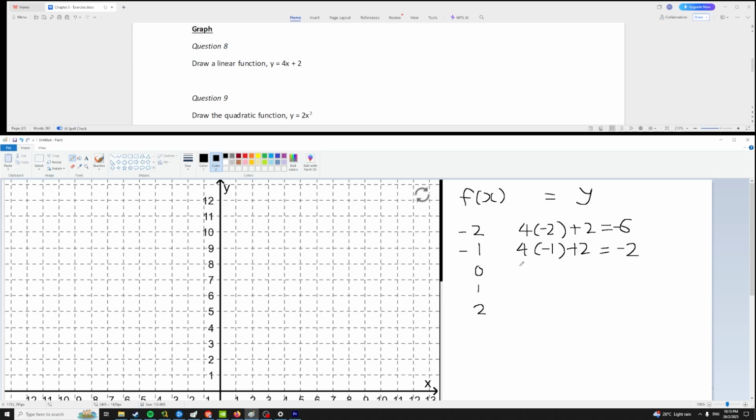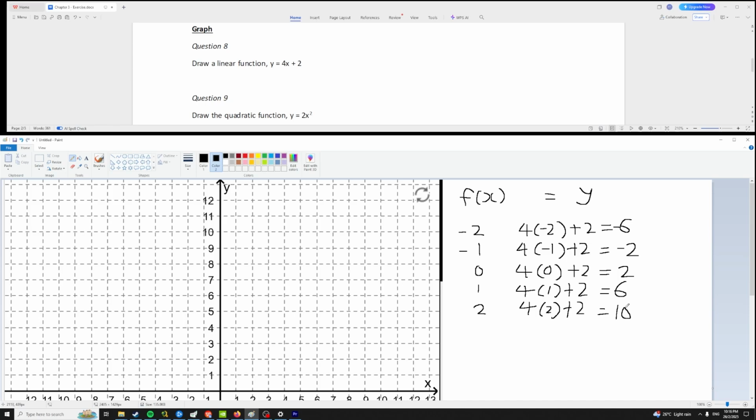Then the next one is 0. 0 means it's 0, so we get 2. Then for 1, 4 plus 2, 6. Then for 2, 4 plus 2 goes to 10.